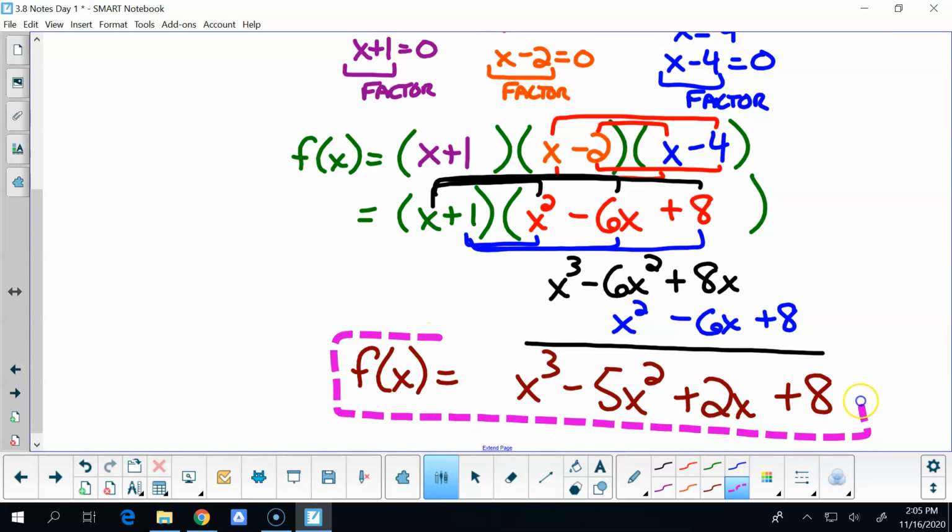And that, ladies and gentlemen, is how we find the polynomial functions given the zeros. First, we turn them into factors, then we multiply the factors together, and that gives us our polynomial. Okay?